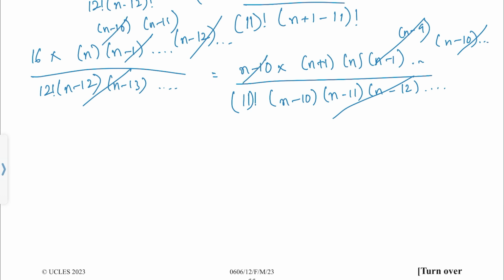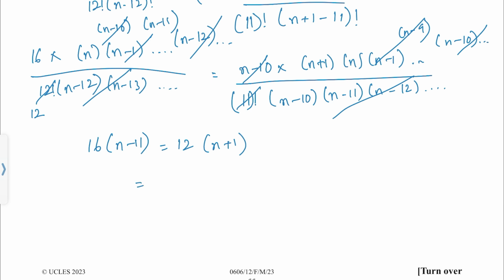This n minus 10 and this n minus 10 would be cancelled. So we'll be left with 16, n minus 11. This 11 factorial and this 12 factorial would be cancelled and we'll be left with 12. This 12 would be multiplied here and we'll be left here with 12 into n plus 1.